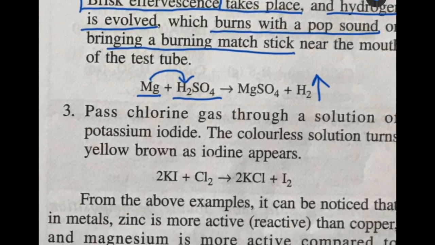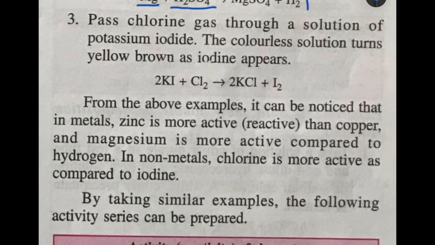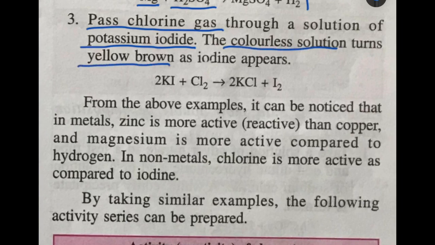Now, next experiment is we pass chlorine gas through a solution of potassium iodide. The solution is colourless. Which solution is colourless? Solution of potassium iodide is colorless. It turns yellow-brown. There, again, there is a change in color. So you must remember these colors are very, very important, because what is the color of iodine? It is yellow-brown. So this is the equation, potassium iodide. When chlorine gas is passed through potassium iodide solution, chlorine will displace iodine, and then iodine will be formed, which is yellow brown in color.